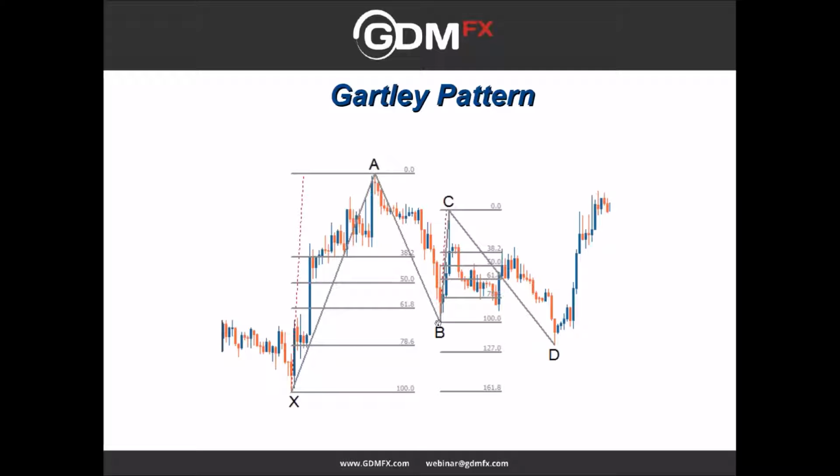So what I mean is when you measure the distance and you get your levels, the D level here, the D point, can come down to 127 or 161.8. But it is very important to remember that your D leg should not extend below the X point or the 100%, the distance between XA. This is when your pattern gets invalidated.